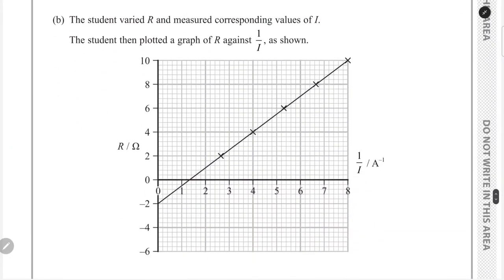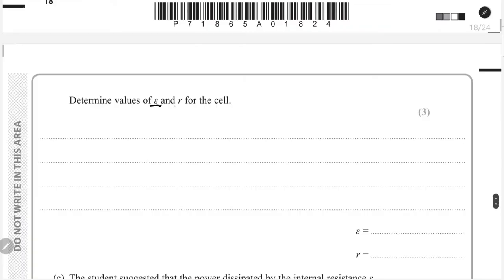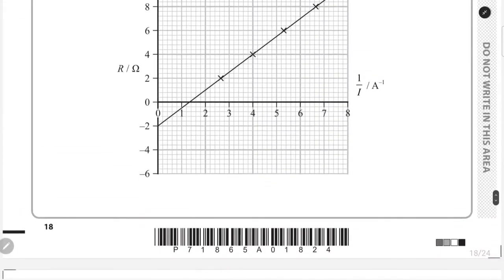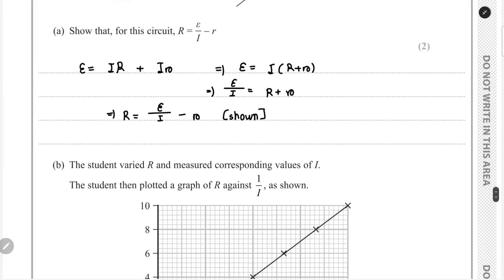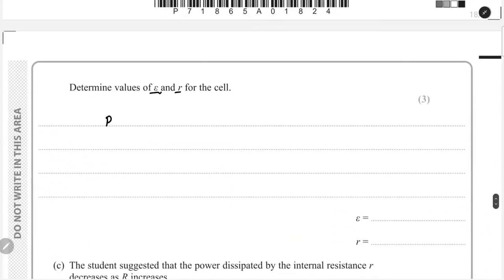Now we are given a graph of R against the reciprocal of current, or 1 by I, which is a straight line over here. We have to find the values of EMF and r from here. In this case, R is the subject, R against 1 by I graph. So if I change this over here, capital R is EMF multiplied by 1 by I, minus small r.